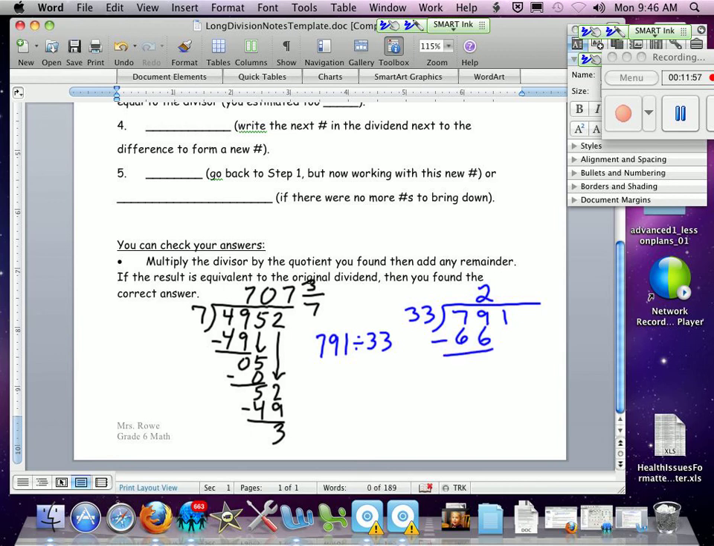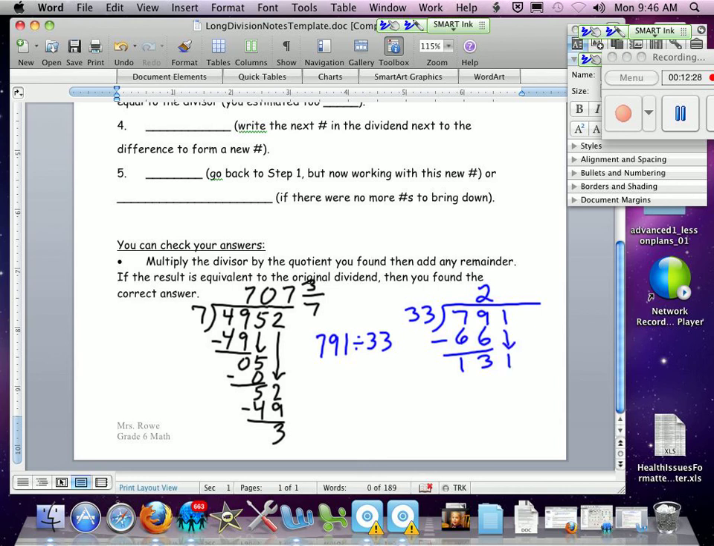We don't have to be yelled at yet, thank goodness. We subtract, and what do we get? 13. 13 is in fact less than 33. She doesn't have to go, you can't do 33. So that means brother's ready to tell us to bring down. And what are we going to get when we bring down the next digit? We're going to end up dealing with 131.